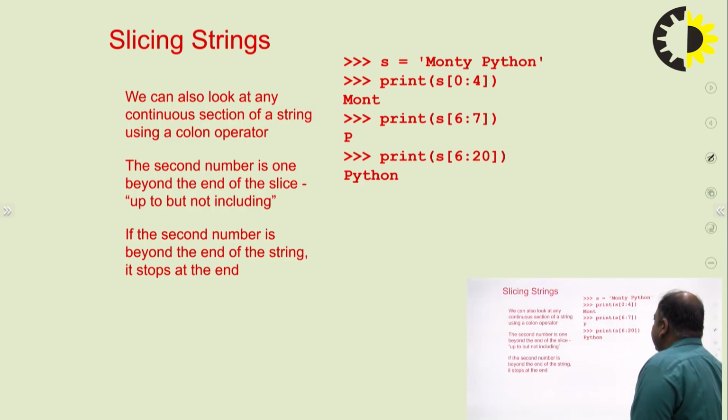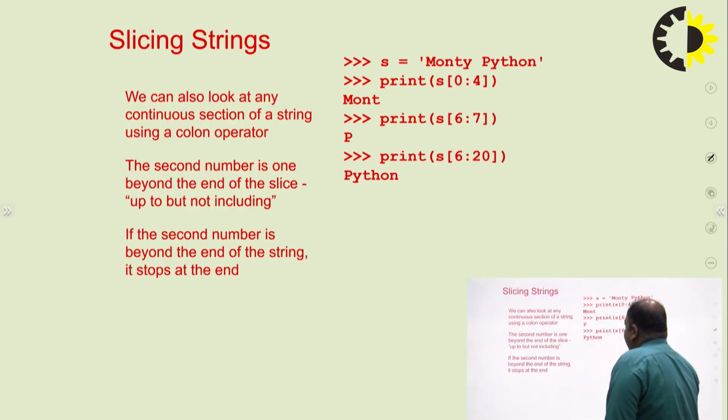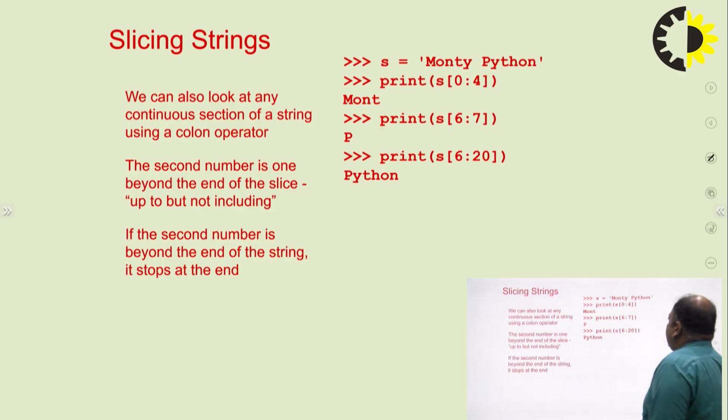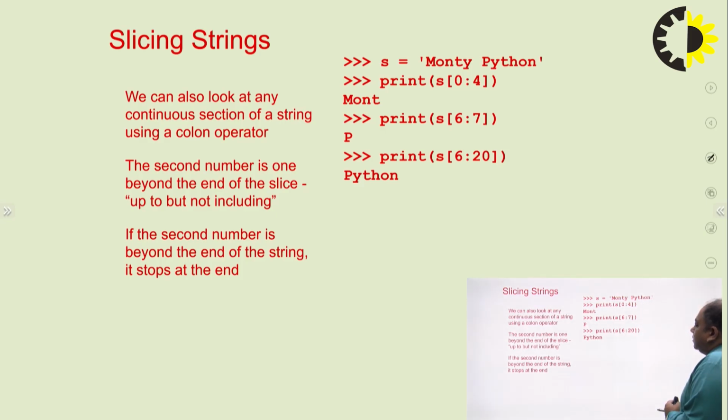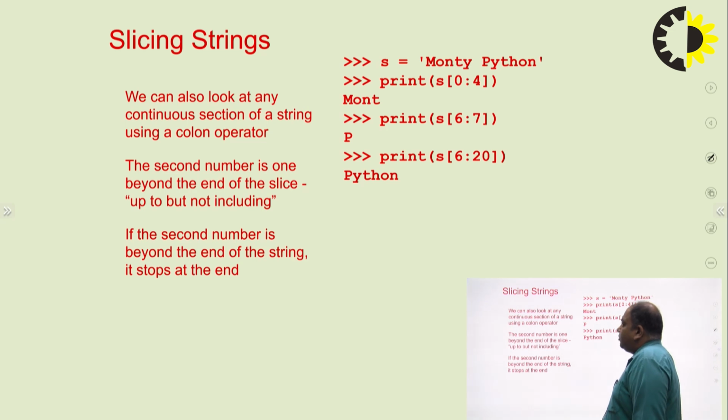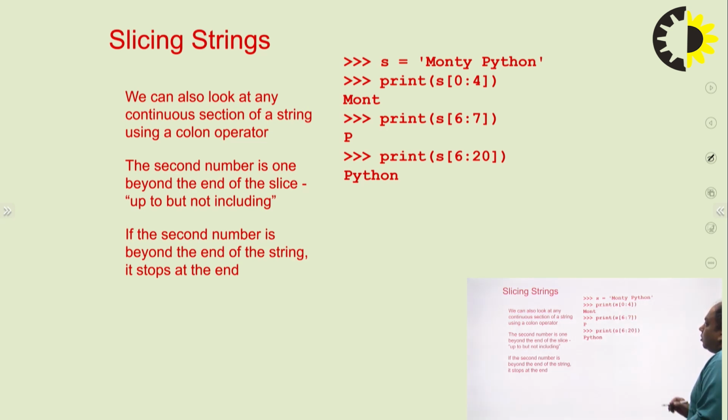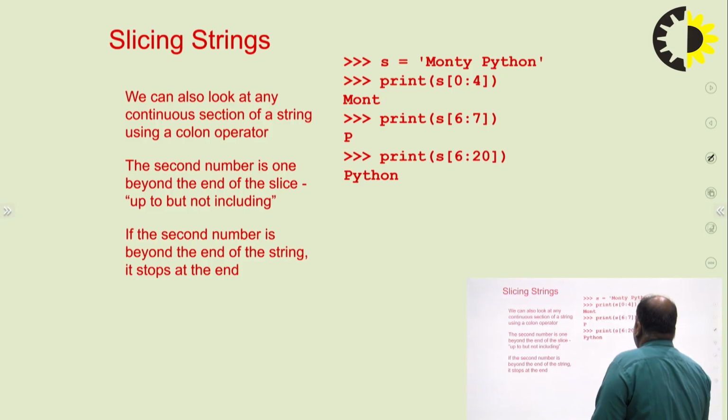For example, I take the word Monty Python, the name of the director after whom the developer of Python named the language. So, slicing is done on this string, Monty Python, the name of a director who directed that series. So, print 0:4.